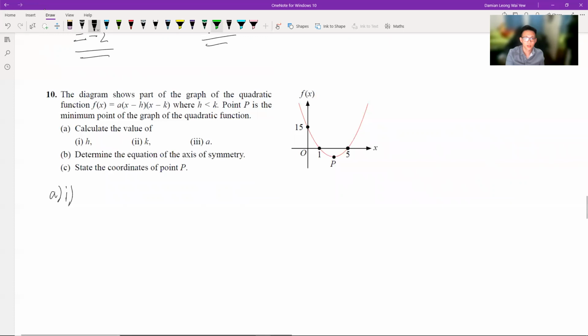Here they say h is less than k. In other words, h is the 1 and k is the 5. Then I want to find a. So how do I find a?